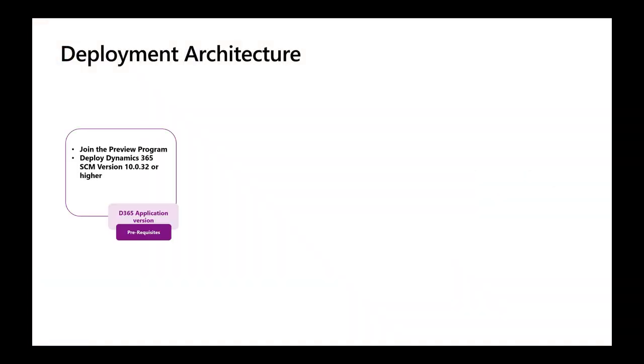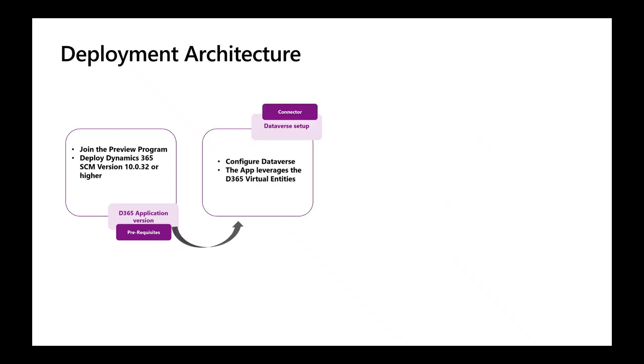To start, to use the new asset management mobile app, you must be using supply chain management version 10.0.32 or higher. It has been in public preview since March 17th onwards. The app has been built on the Power Apps platform, leveraging the Canvas app framework. The next step would be to deploy Dataverse.